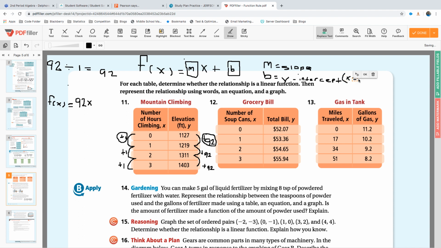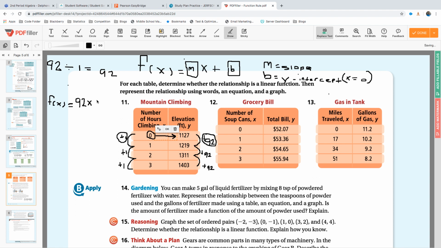What we have to do is find on the function table where x equals 0. So let's go back to that function table and identify where x equals 0. We notice that that's the first value that we started off with. Whichever value is next to that 0 is our y-intercept. So in this case, it's going to be 1127.